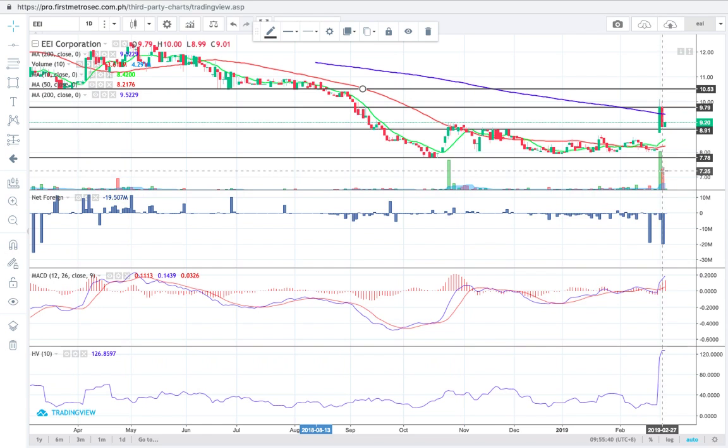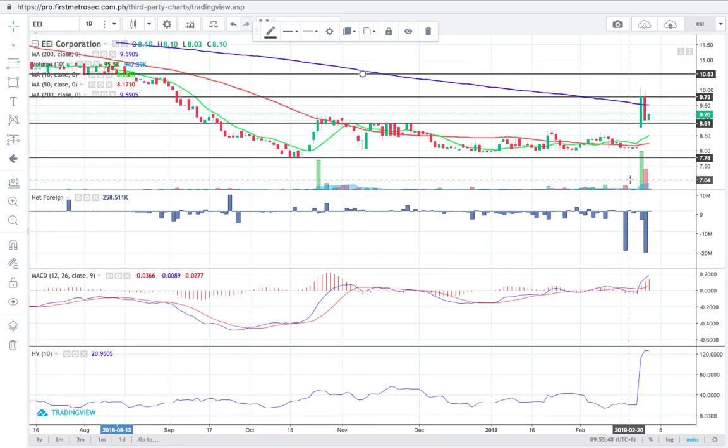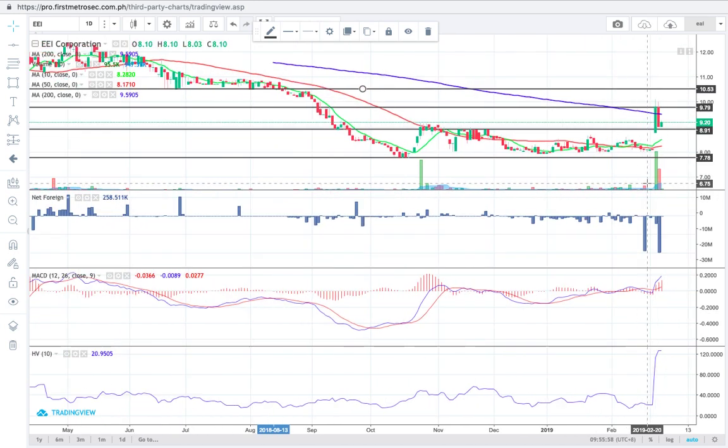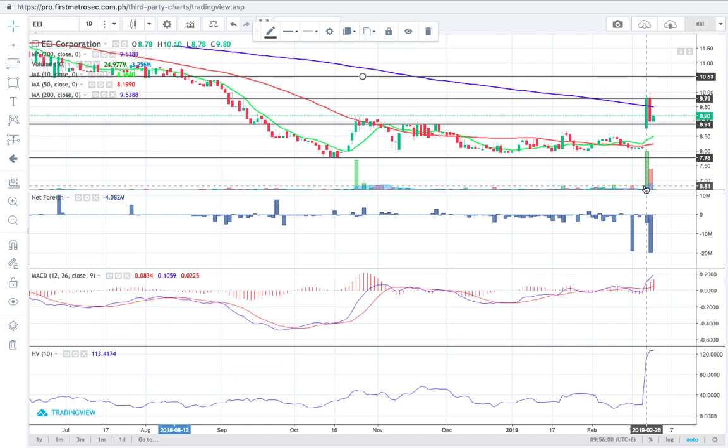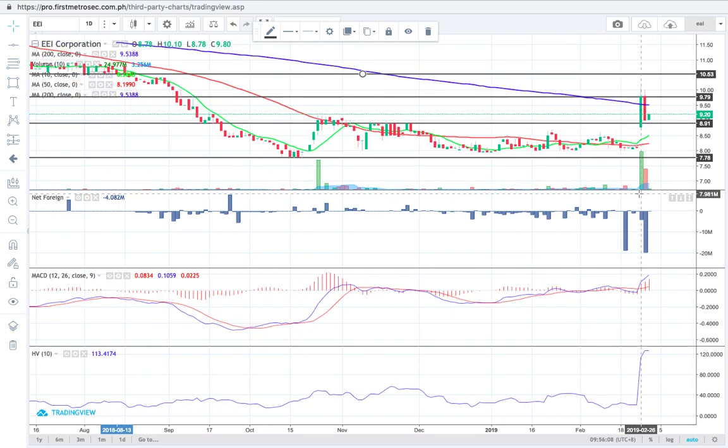So meaning to say, the traders of EEI on February 27 were really decisive. They were decisive traders to sell to realize their profits on EEI last February 27. Okay, so if it recovers above 8.90, if it maintains its position above 8.90, but with a volume below its 10-day volume average, then there will be a chance for EEI to just move sideways or trade the range. What range? 8.90 to 9.80.